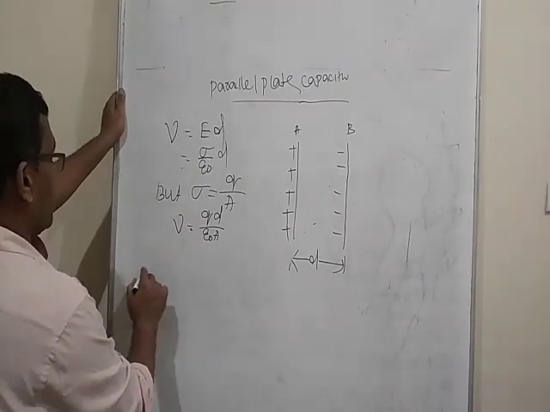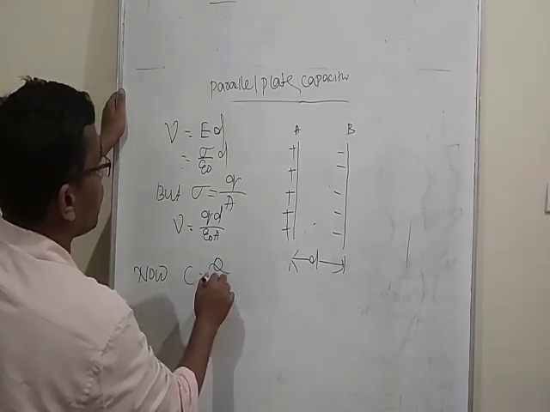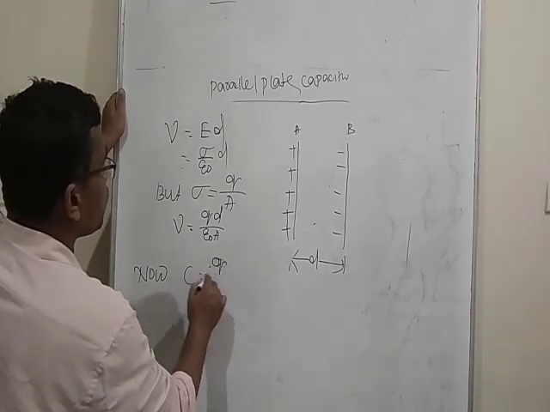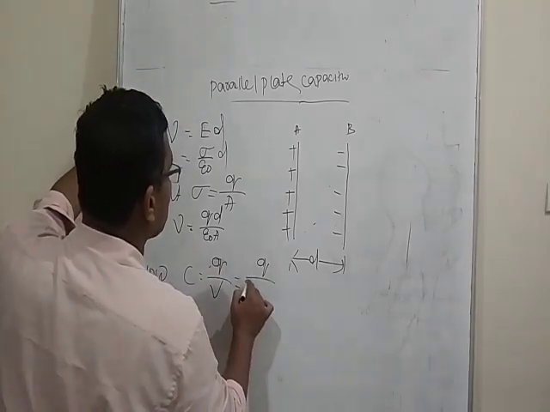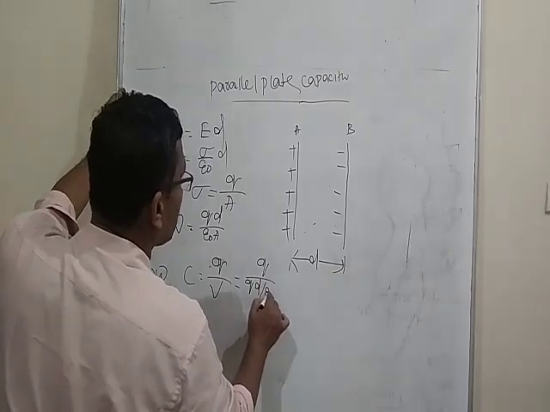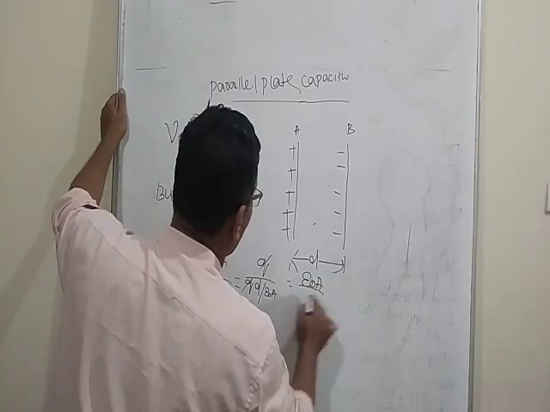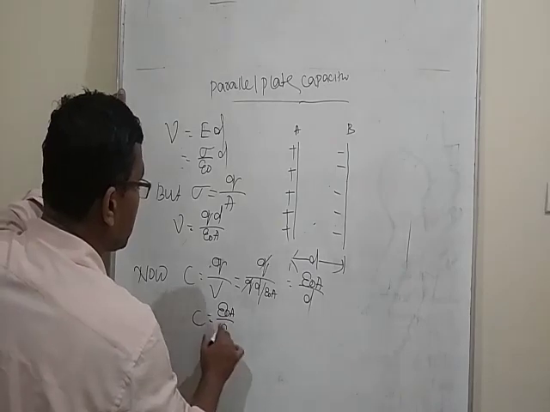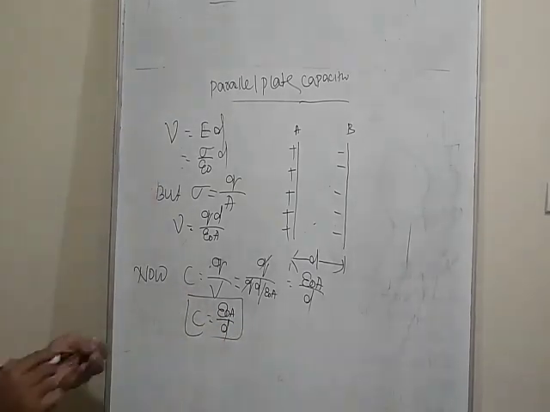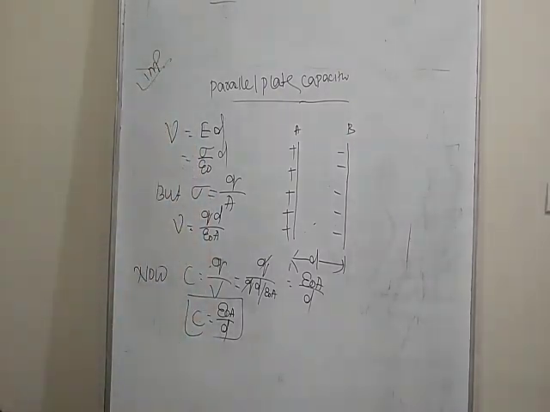Now C is equal to Q by V. So this is equal to Q divided by Q d over epsilon 0 A. Q cancels, and this becomes epsilon 0 A divided by d. It is the capacity of the parallel plate capacitor. Very important question: epsilon 0 A divided by d.